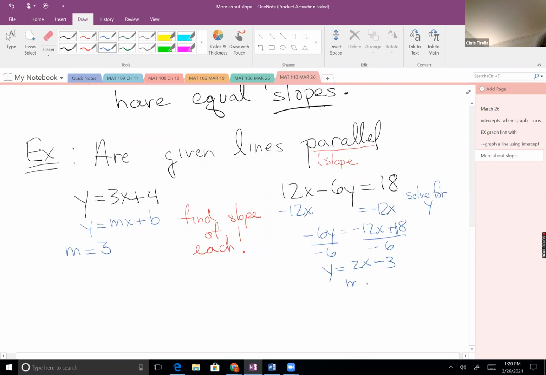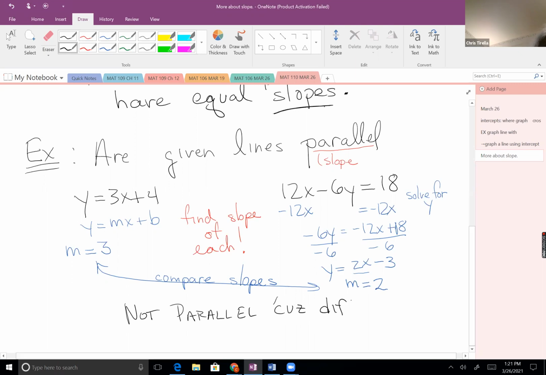And so what's the slope of this line? Two. And so now I'm going to compare the slopes. Well, they're not the same. So here my answer would be that the lines are not parallel because they have different slopes.